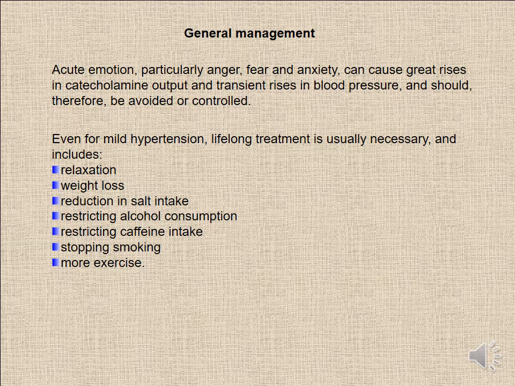How do we manage the patient? Acute emotion, particularly anger, fear, and anxiety, can cause a great rise in catecholamine output and transient rises in blood pressure, and should therefore be avoided or controlled.